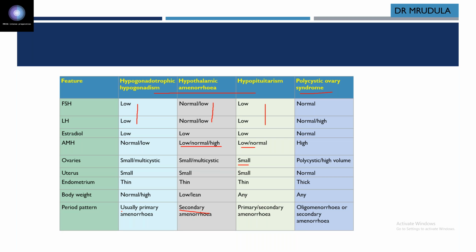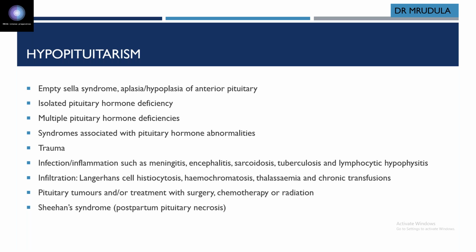Hypopituitarism depends upon the cause, but it can be either primary or secondary. Hypopituitarism, again primary or secondary. And PCOS is usually secondary amenorrhea or oligoamenorrhea. So this is the table which differentiates between all these anovulation types. Now coming to hypopituitarism.